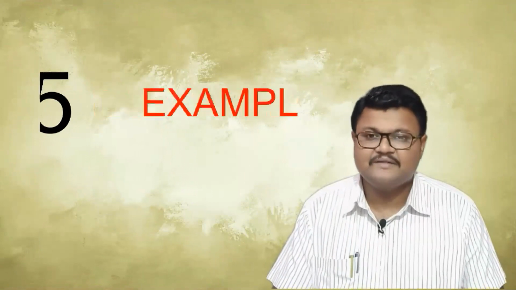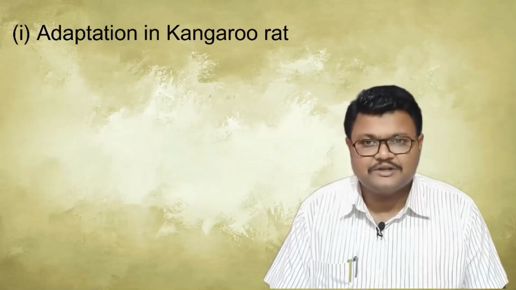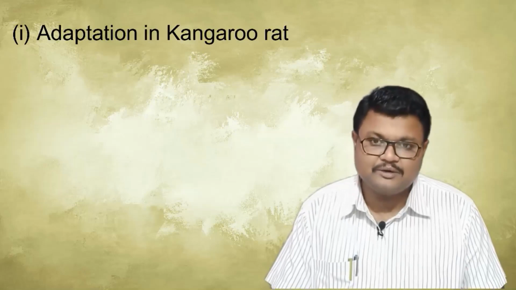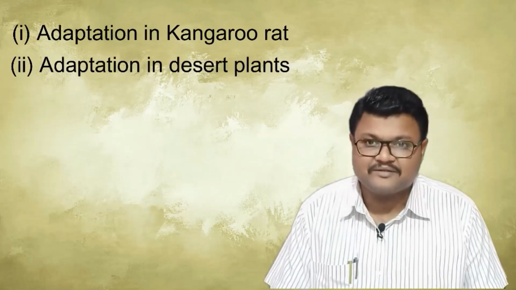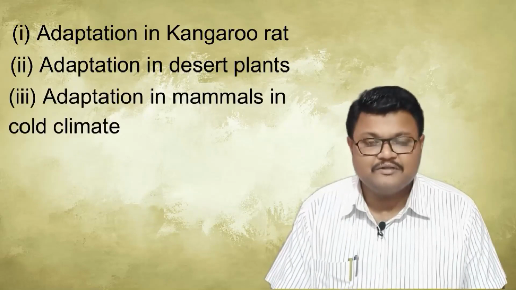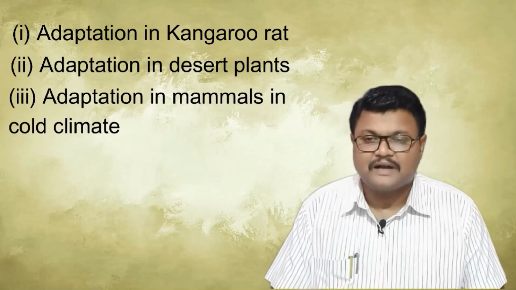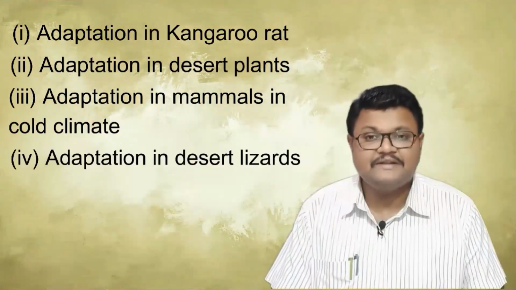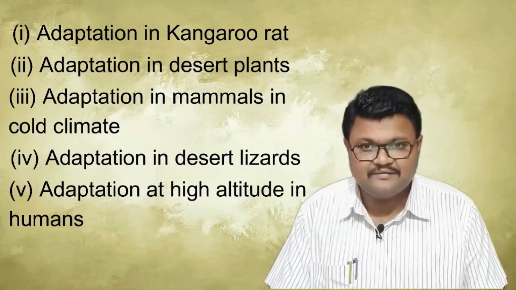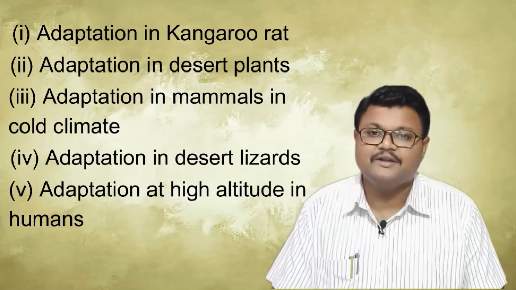Dear students, in our NCERT textbook, with respect to adaptation, the book has given us 5 examples. Let us list those examples first and then go further. Adaptation number 1: adaptation in kangaroo rat. Adaptation number 2: adaptation in desert plants. Adaptation number 3: adaptation of mammals in cold climates. Adaptation number 4: adaptation in desert lizards. Adaptation number 5: adaptation at high altitude in humans. So these are the 5 adaptation examples we can see in our NCERT textbook.